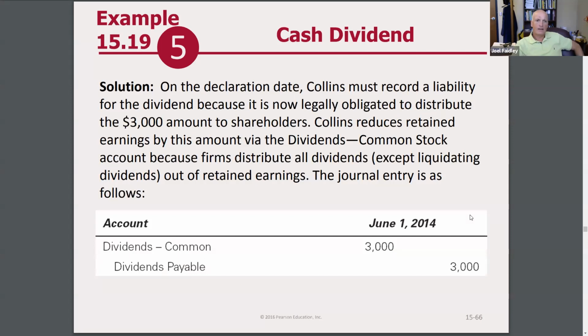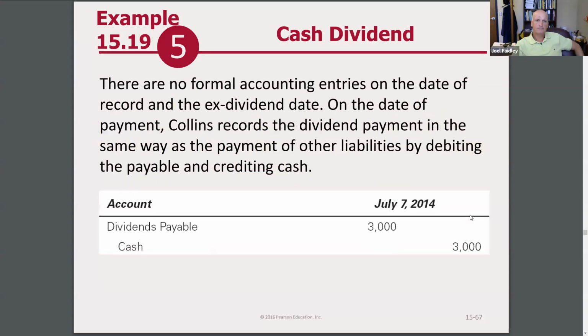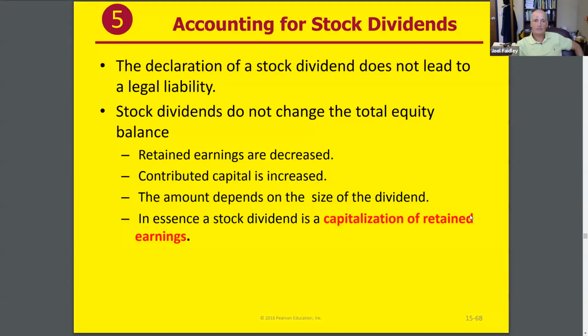But there's our $3,000 dividends common debit and a credit to dividends payable. And then after the date of record and the ex-dividend date, meaning the ex-dividend date is the date you won't receive the dividend, reverse out the dividends payable and take it out of cash. Very straightforward. So now we look at stock dividends.